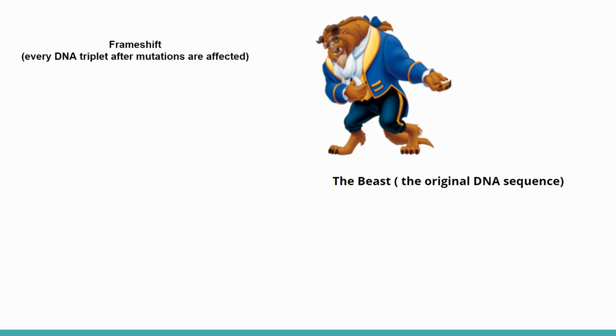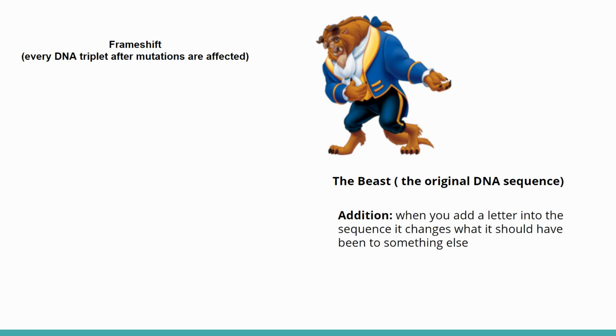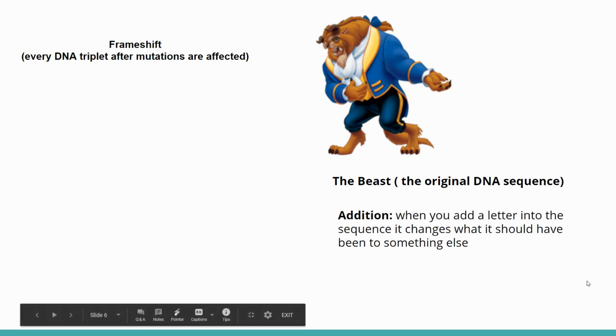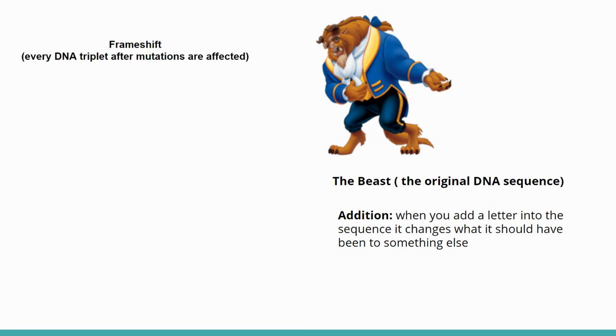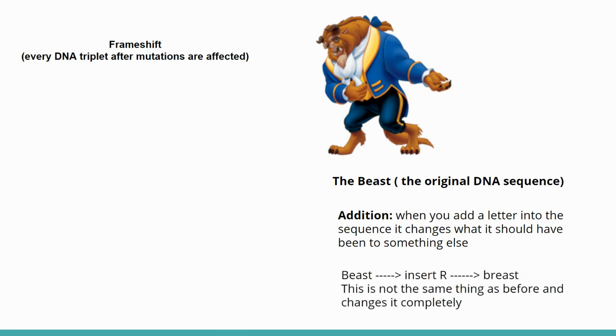And what we're going to start with is talking about an addition mutation. So an addition mutation is when you add a letter into the sequence. So this changes what your original sequence was into something completely different. So if I'm taking Beast as an example, if I had the word Beast and I inserted an R, so we added the letter R, all of a sudden it becomes breast. This is not the same thing as before. I hope you recognize that. I added something in and I created an entirely different object.